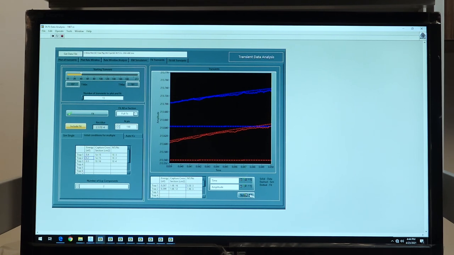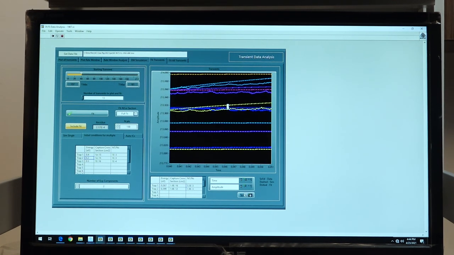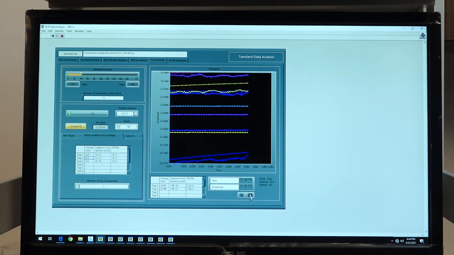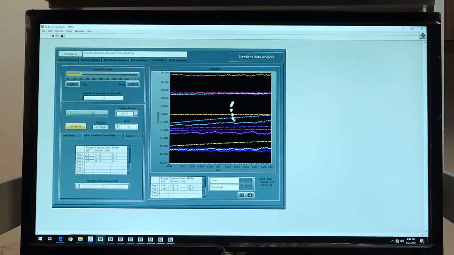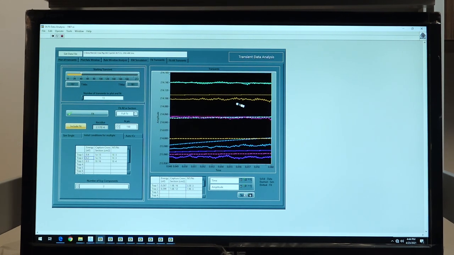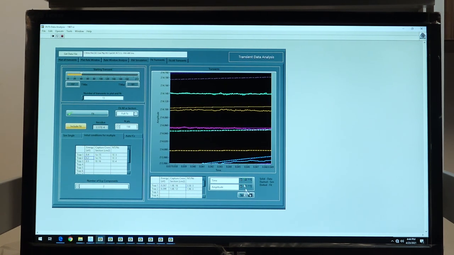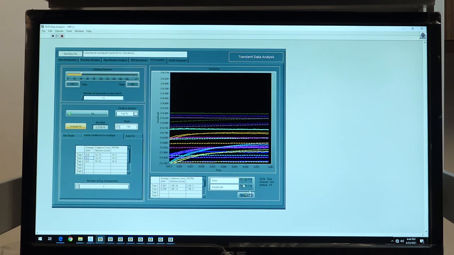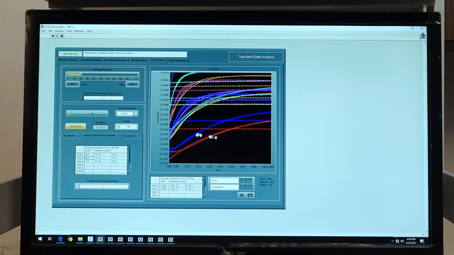Let us zoom into another transient. Yeah, the fitting is pretty close for most of the cases with a very small error over a wide range of temperatures. Let me zoom out for a bigger picture. The big dashed lines are the simulation plots.